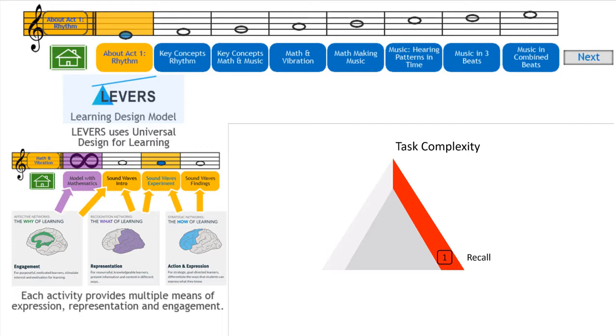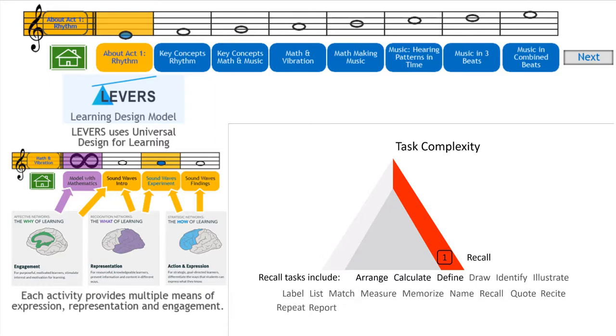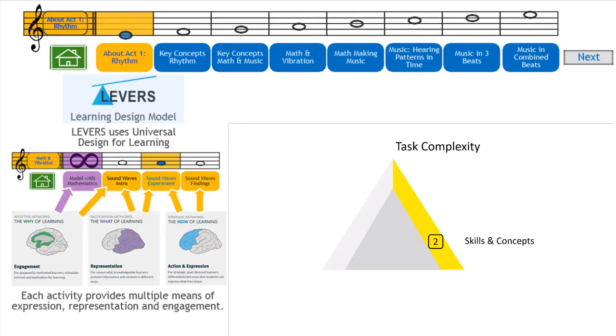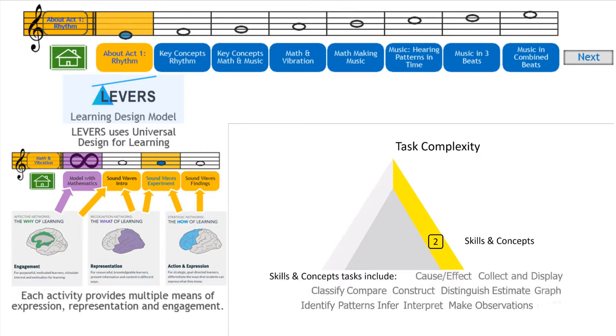In terms of task complexity, there are four levels as well. Recall tasks include these things. These are not activities that people typically get paid to do. It's expected that they know how to do these things before they get hired. The skills and concepts level are more sophisticated. The thinking involved in these tasks is at a more significant level. But still, these are elementary tasks that no one would get paid to do.